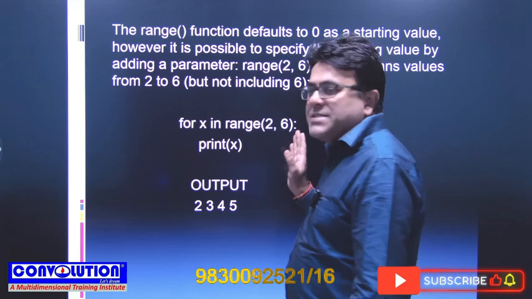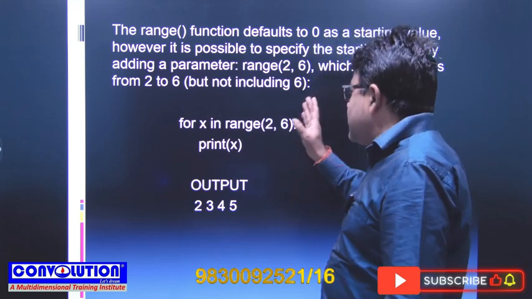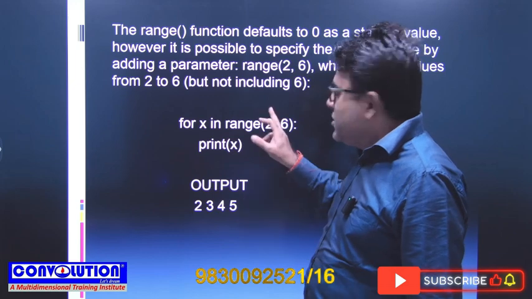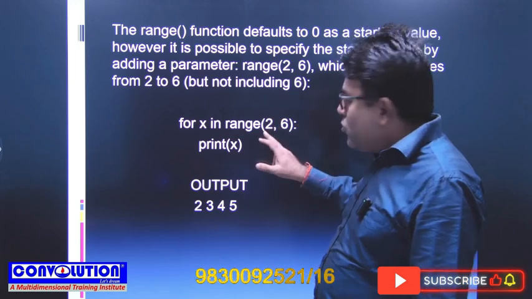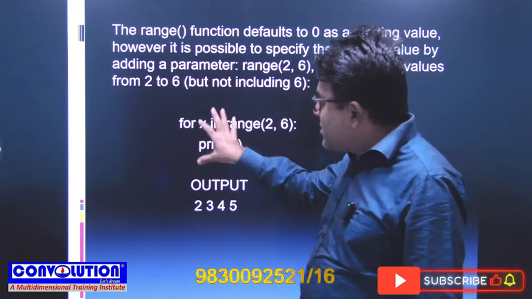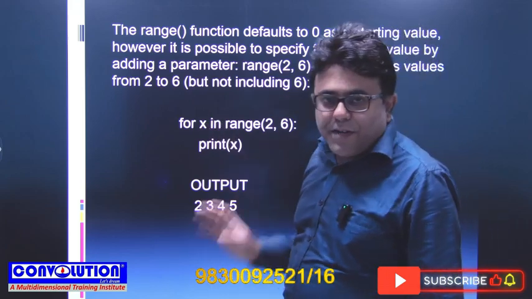I am specifying my second parameter. How long will it continue? If I take the example of 6 minus 1, which is 5, it will continue till 5. So it starts from 2, and it will continue till 5. So 2, 3, 4, 5 will be the output of this particular code snippet.